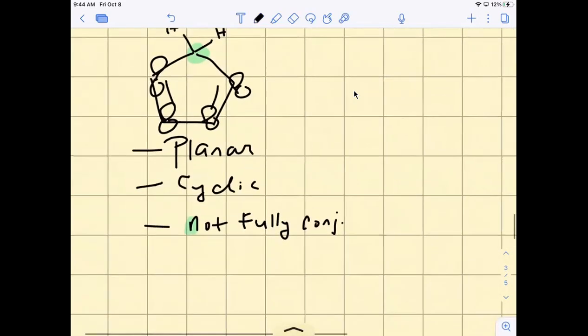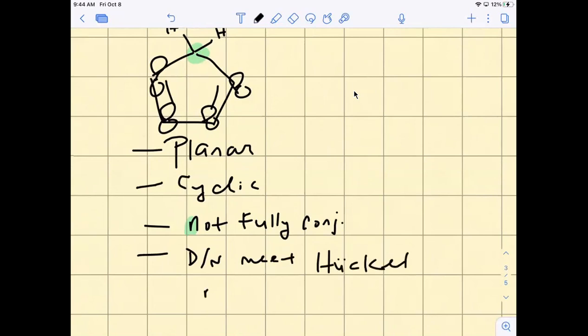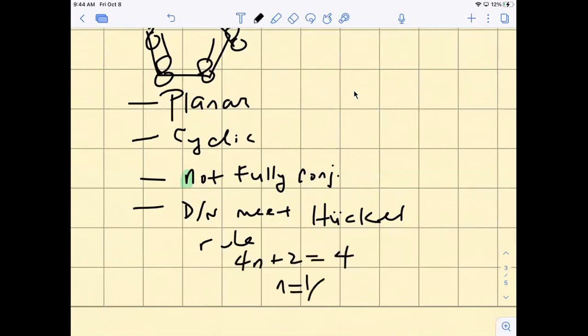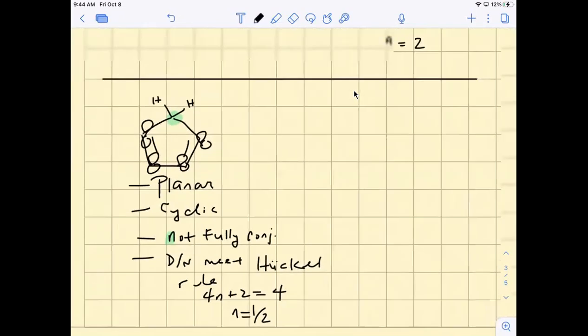All right, and then it also doesn't meet the Huckel rule. Right, because if you took that 4n plus 2 equals 4, n would be 1/2. Is that right? Yes. So we can't say that that's aromatic.